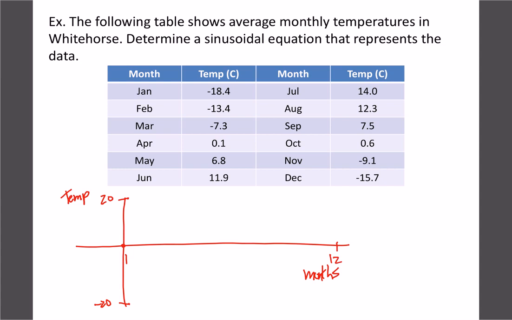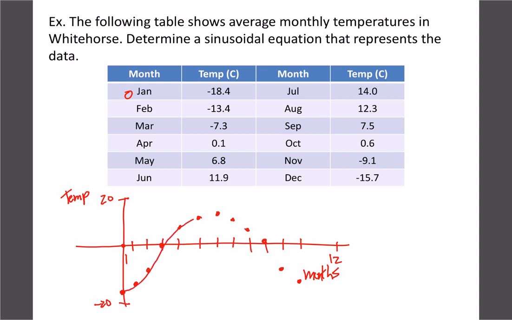If we plotted this, we'd start at negative 18 at month 1, something like that. The question is, do we call January month 1 or month 0? I guess it really doesn't matter too much. Let's do it as month 0. That might make it a little bit easier. So January would be at negative 18. February would then be at negative 13. March, negative 7. April, it's almost at 0. May, we're up to 6. June, we're at 11. July, we're at 14. And then we start dropping again. We're back to 12. About 7, almost at 0. Negative 9. And by the time we get to December, we're down to about negative 15.